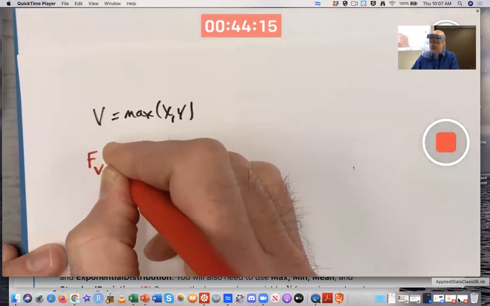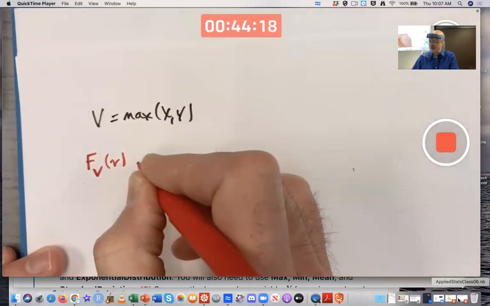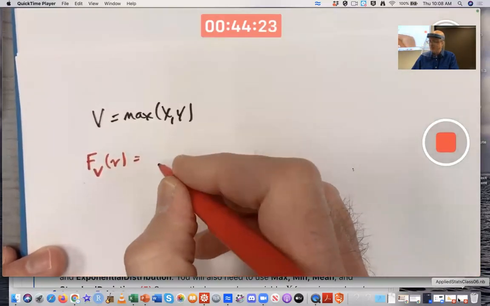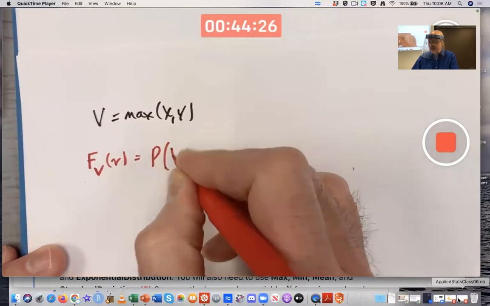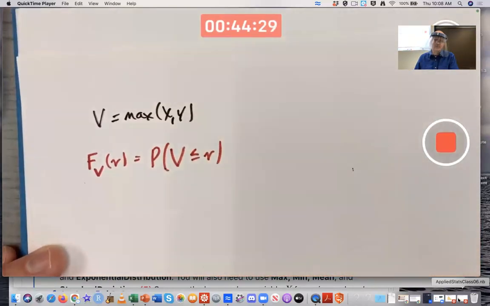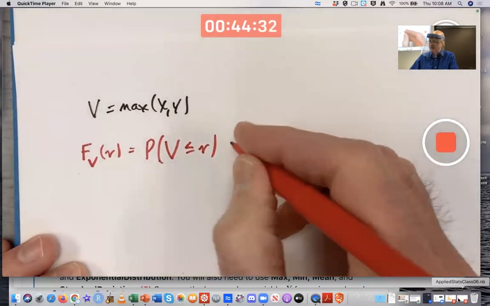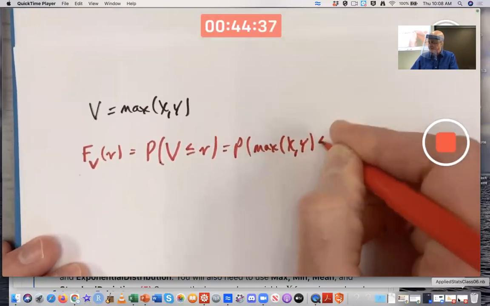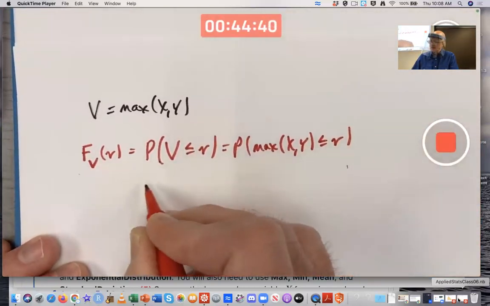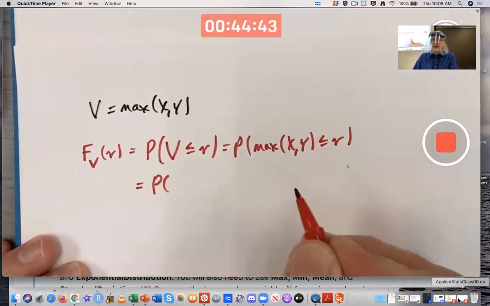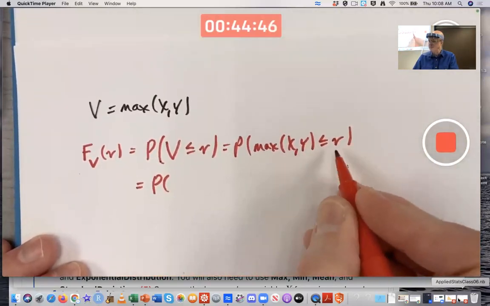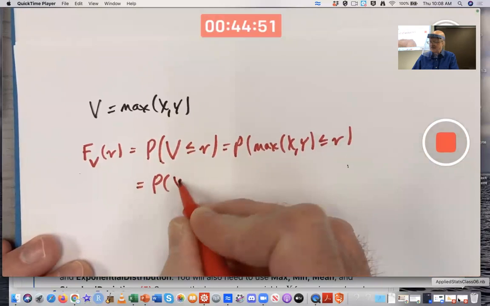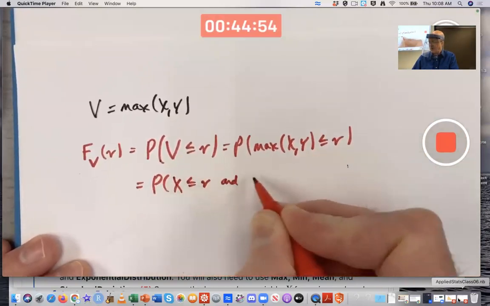Capital F sub capital V of little v. Always matching those variables. Make one a capital letter, make one a lowercase letter. It's the probability that capital V is less than or equal to little v, which is the probability that the maximum of x and y is less than or equal to little v. Which means if the maximum of 2 quantities is less than or equal to some other number, then both of them have to be. X is less than or equal to little v, and y is less than or equal to little v.